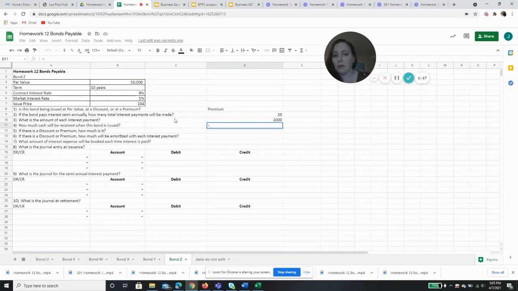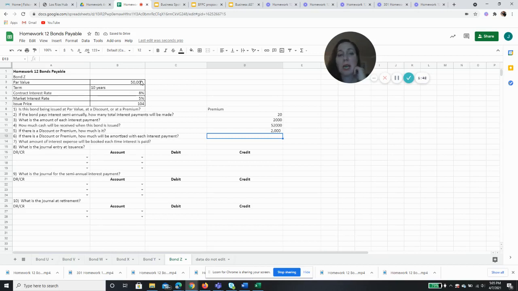How much cash will we receive? Well, we're going to receive the par value times the issue price. The issue price is 104, so in our formula, that will be 1.04, 104%. We are going to get $52,000. How much is the premium? Well, the premium is the amount of cash we're going to receive minus par value. So our premium is $2,000.